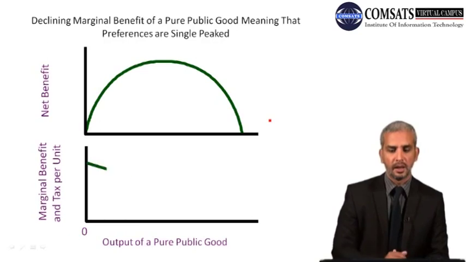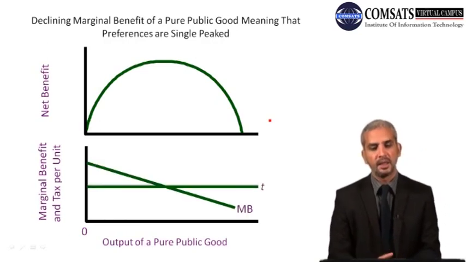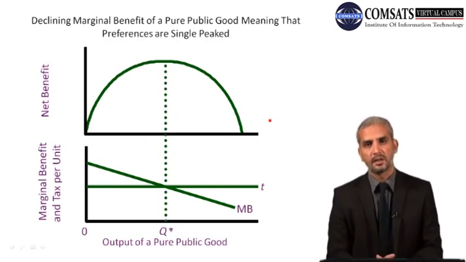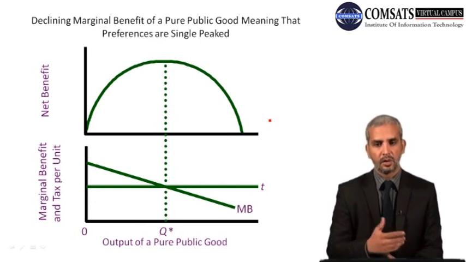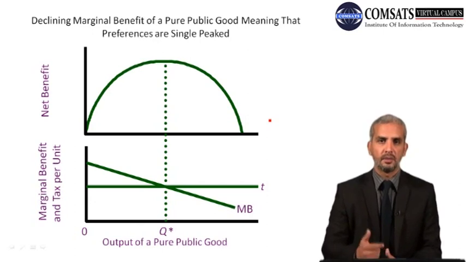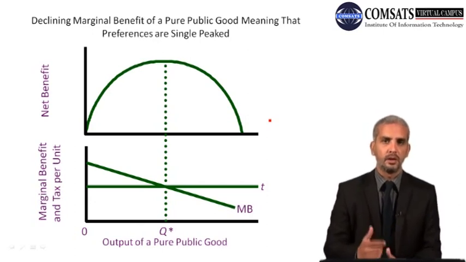Then, why multiple peaks are against the declining marginal benefit, which we have been focusing on in this course. Declining marginal benefit results from the fact that the more of a public good an individual uses, the more his marginal benefit derived from that public good reduces.